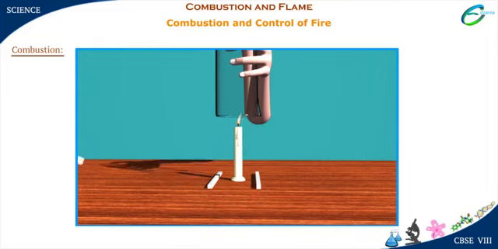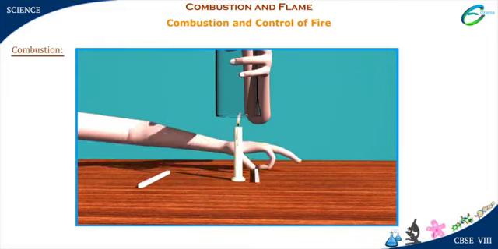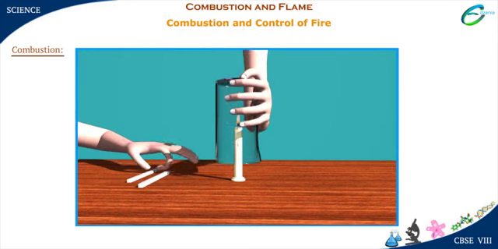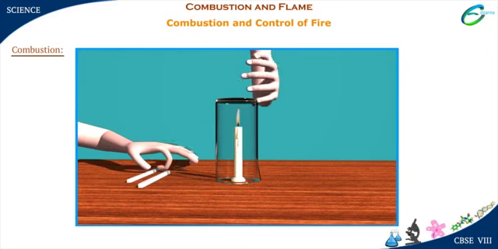Now, remove the blocks and place the chimney on the table. Observe the flame this time. The air does not enter the chimney from below, so the flame flickers and produces smoke.